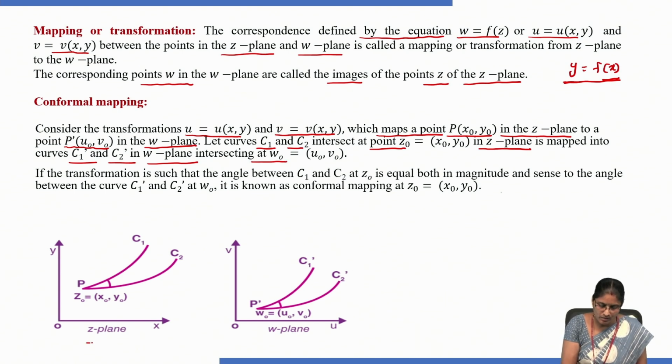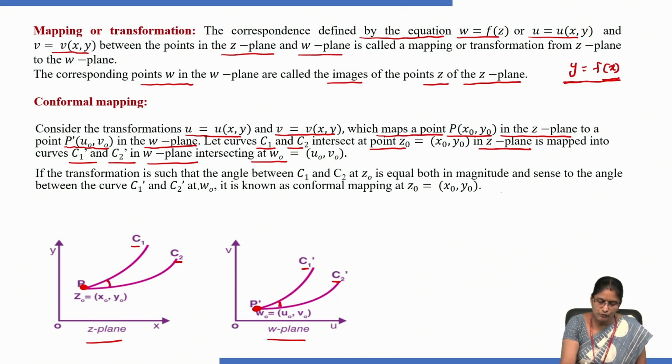Here we are taking two planes. One is z plane and another one is w plane. In z plane, C1 and C2 are the two curves intersecting at the point z naught. In w plane, we are taking C1 dash and C2 dash as the two curves. They intersect at the point w naught. If suppose here theta makes an angle, if it is 30 degrees, here in w plane also it is 30 degrees.